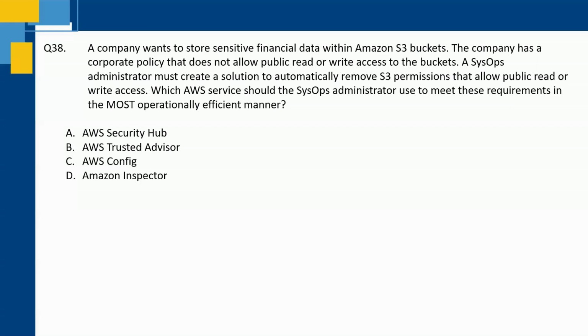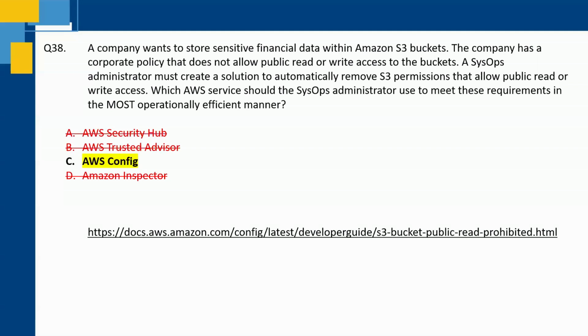Now friends, AWS Security Hub aggregates findings from multiple services like Config, GuardDuty, etc., but does not directly remediate S3 bucket policies. AWS Trusted Advisor can alert on public buckets if you are on Enterprise or Business Support, but cannot automate remediation. AWS Config continuously monitors and records your AWS resource configurations and allows you to automate the evaluation of recorded configurations against desired configurations. Amazon Inspector focuses on vulnerability management and EC2 or ECR scanning, not S3 permissions or policy checks.